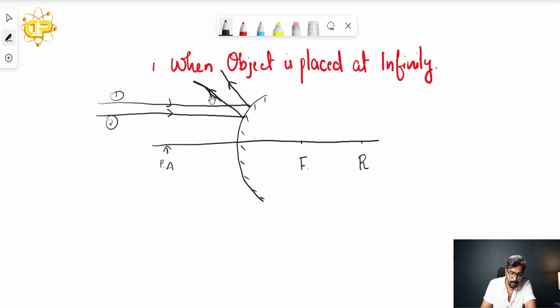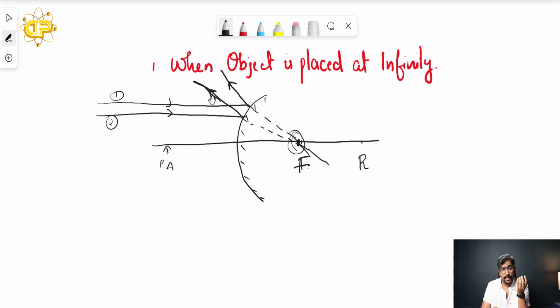So what will you do? It's the same procedure, that is you will extrapolate it backward, and you can see that they got extrapolated and they meet at a point here, and this is nothing but principal focus. You can see that it seems that the two reflected light rays are originating from this point, and we call it the principal focus. And we know the condition: when two reflected rays meet together at a particular point, the image will be formed.